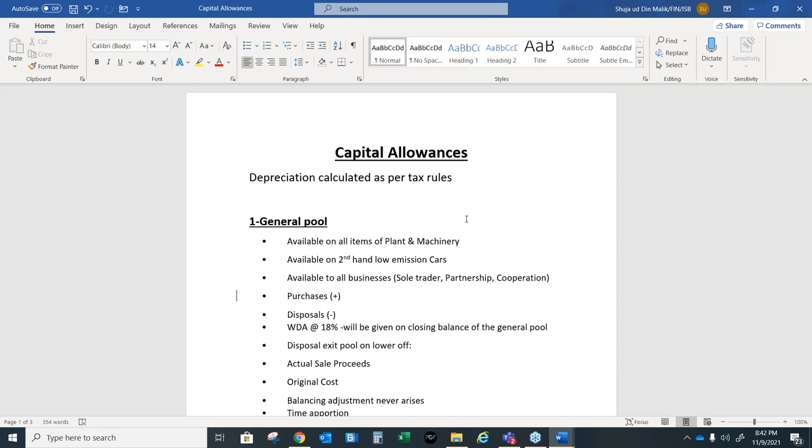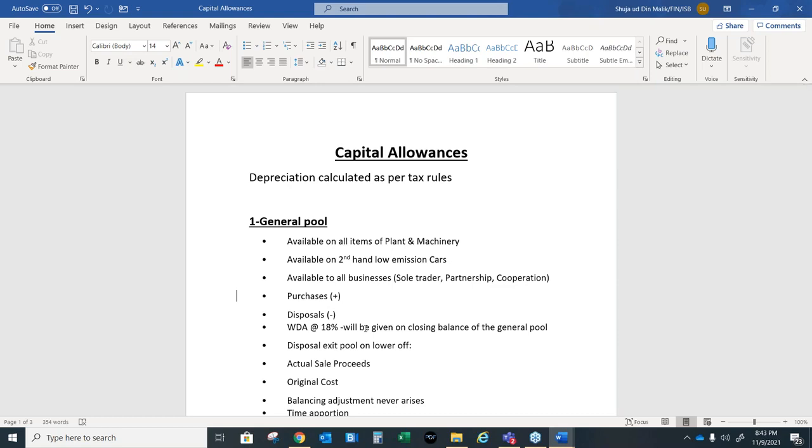So the general pool, by its name, says that generally all the items can be clubbed here. It is available on all items of plant and machinery. Apart from that, it is available on second-hand low emission cars and all the standard emission cars, available to all kinds of businesses, that may be a sole trader, a partnership, or a corporation. Any purchases by the business will be added to the general pool.